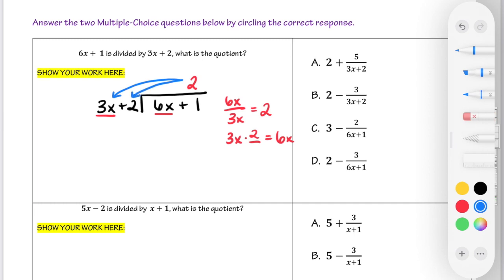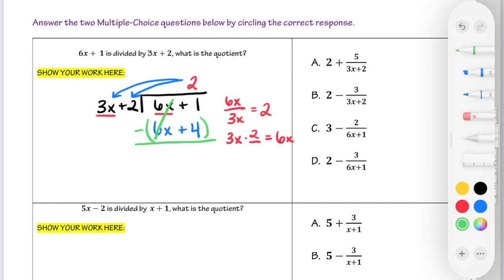All right, my next step is to multiply. So divide and then multiply that number by both terms on the outside. So 2 times 3x gives me 6x. 2 times 2 gives me +4. Now I have to subtract both of these values from my 6x plus 1. So I have to subtract both. Don't forget to subtract both. 6x minus 6x cancels out. That first term should always cancel out.